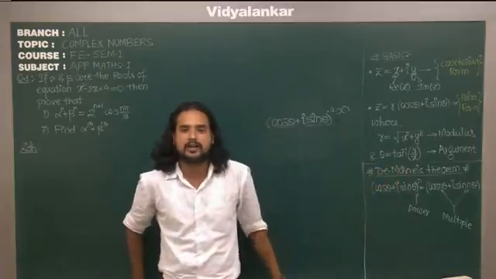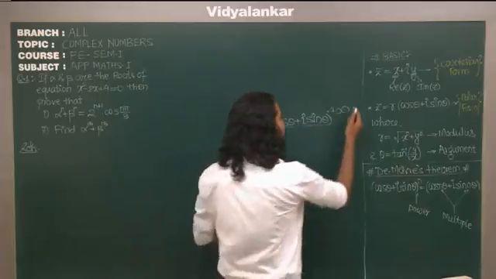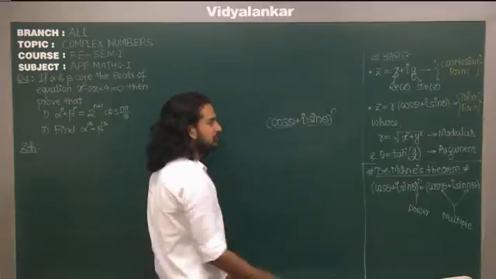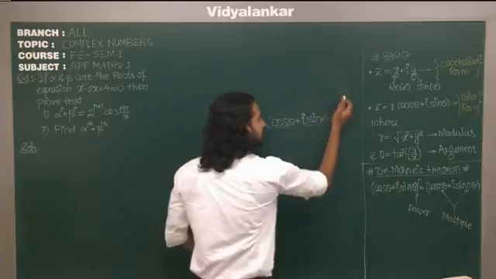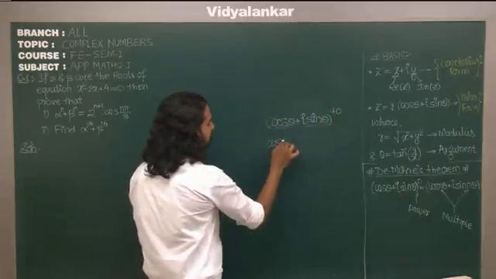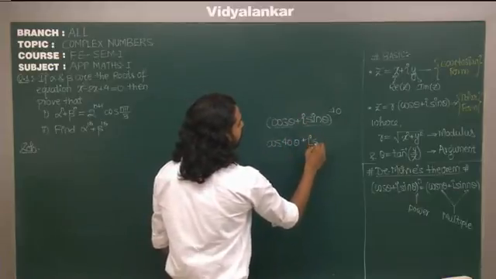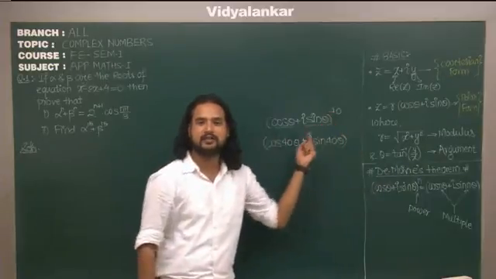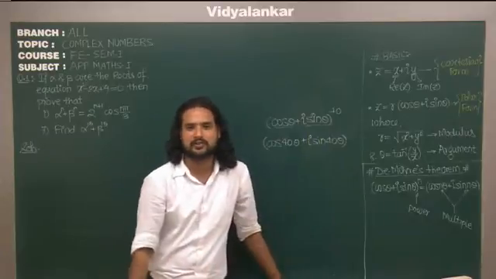De Moivre was the one who gave a workaround for it. He said, no matter what power n it is raised to, the answer is always this: cos n theta plus i sin n theta. So if somebody asks you raised to 40, the way I asked, the answer is simply cos 40 theta plus i sin 40 theta. Whatever power it is, you simply have to multiply that. That's what we call de Moivre's theorem.